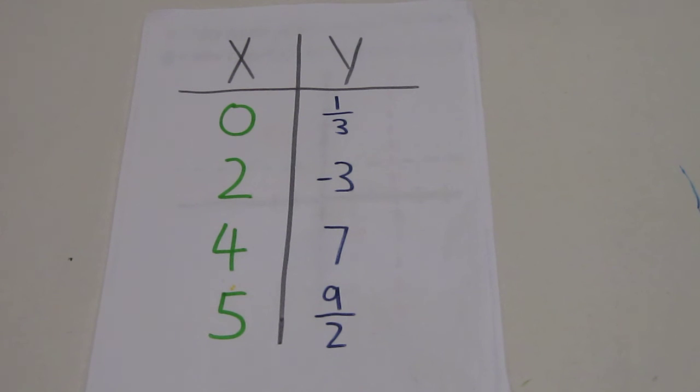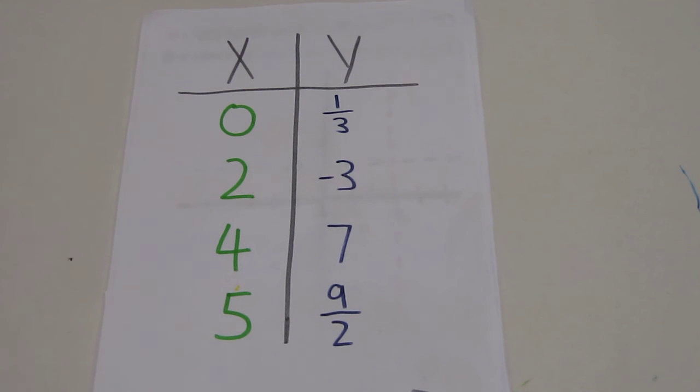Once you've chosen x values, you plug the values back into the equation for x. After we plugged in 0, 2, 4, and 5, we found the following y values: 1/3, -3, 7, and 9/2. Finally, we can plot these points. The final graph looks accordingly.